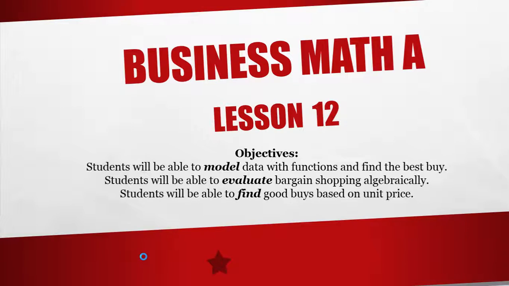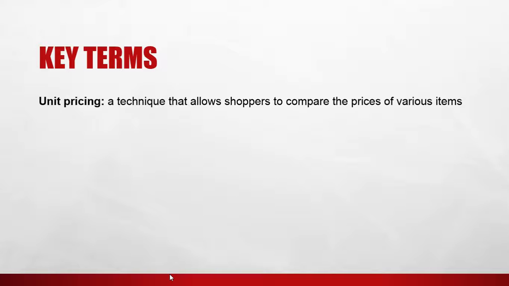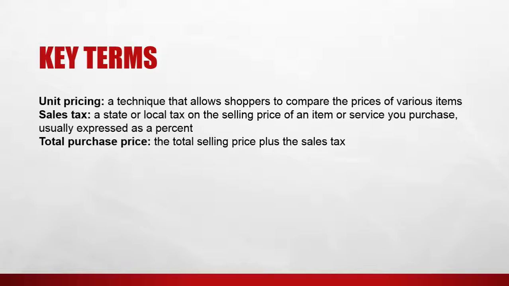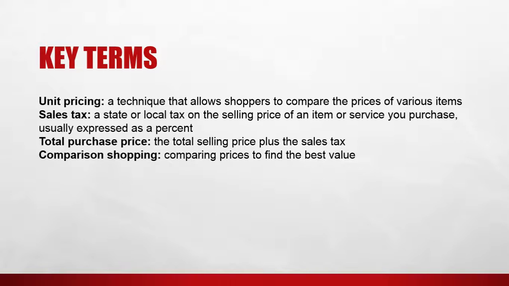So let's go over some key terms. We have unit pricing, which is a technique that allows shoppers to compare the prices of various items. Sales tax, which is a state or local tax on the selling price of an item or service you purchase, usually expressed as a percent. Total purchase price is the total selling price plus the sales tax. Comparison shopping is comparing prices to find the best value.